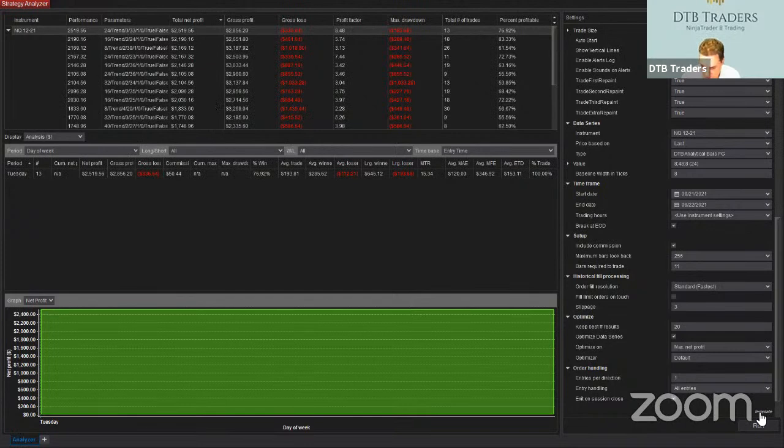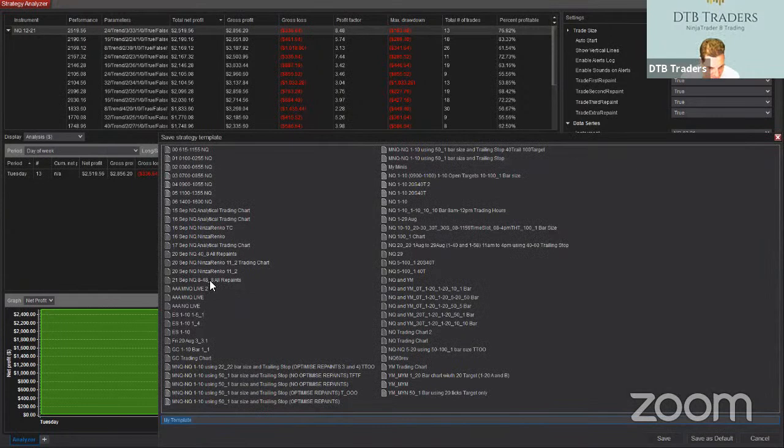So I can go like this. I can go template and I can go save. And I'm going to save this as 21. And I'm going to call this trading chart just like we did before.